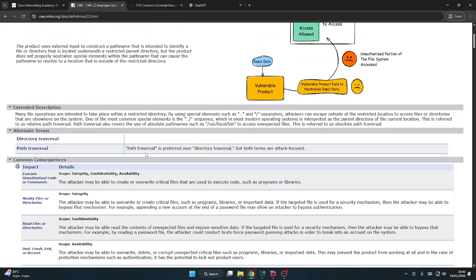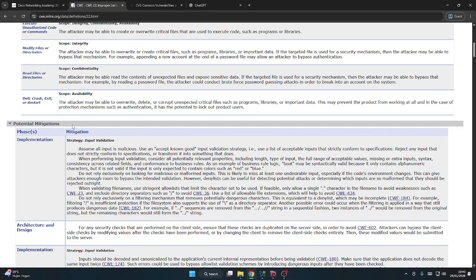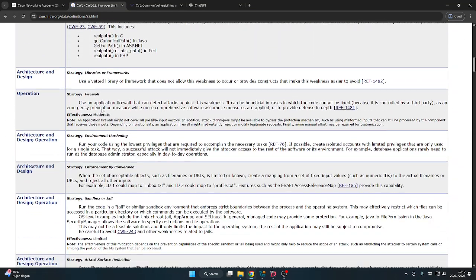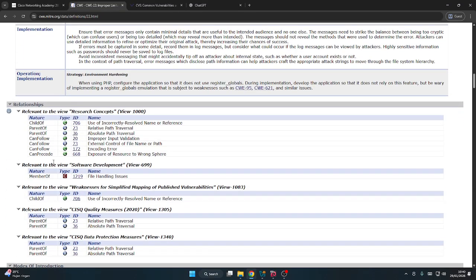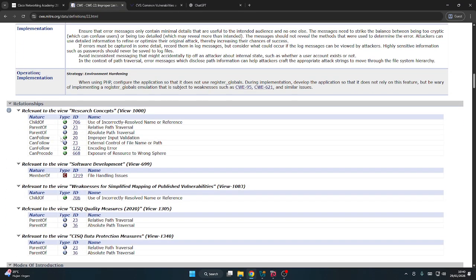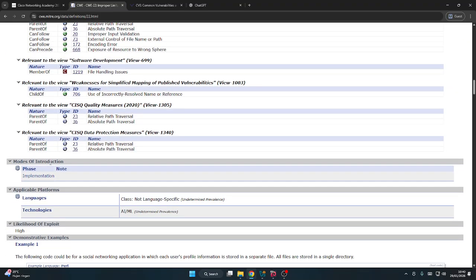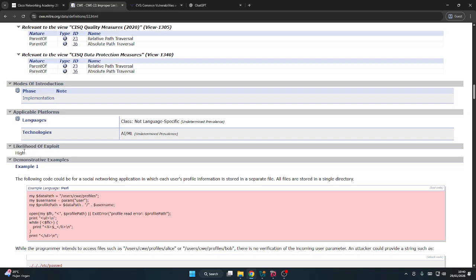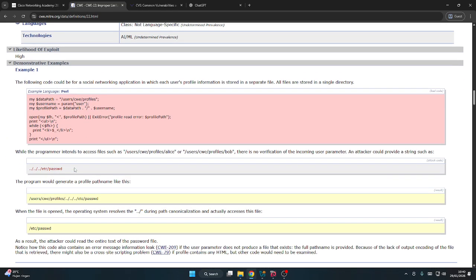Information that can be found here is potential mitigation, common consequences, alternatives, extended description, relationships, modes of introduction, applicable platforms, likelihood of exploit, demonstrative examples, and many more.